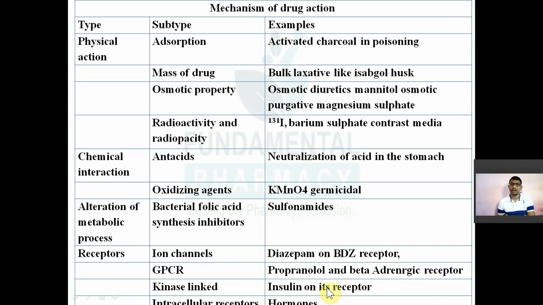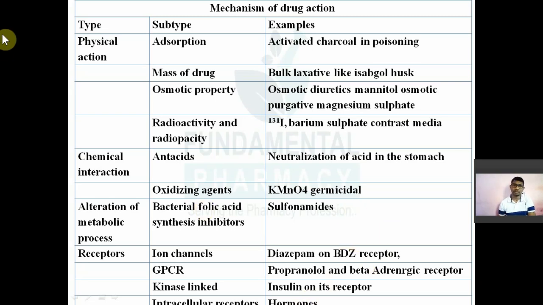Kinase linked receptor: insulin and its receptor. We have seen the types of receptors in the yesterday lecture. What is meant by ion channel, ionotropic, what is metabotropic, what is kinase linked, what is intracellular receptor. We have seen this. Intracellular receptor: hormones will interact with the intracellular receptor.